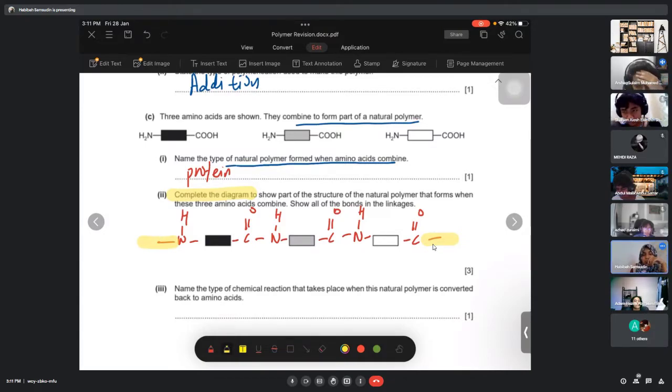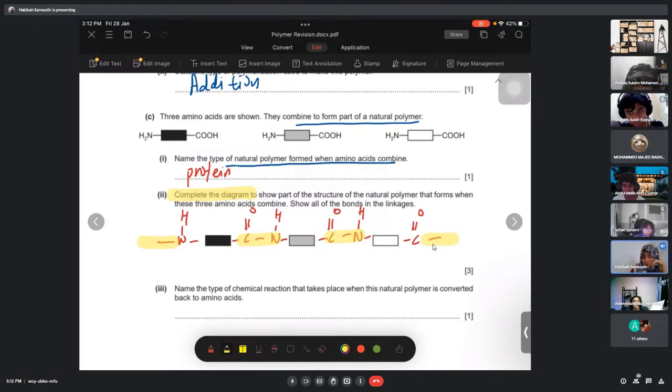Class, do we have to label the linkage? Why? The question doesn't say label. It just says show. It just said complete the diagram to show part of the structure of the natural polymer. Teacher, what are the 3 marks for? The first is for the continuation bond, then for the linkage, your amide link, and then for the whole structure being correct.